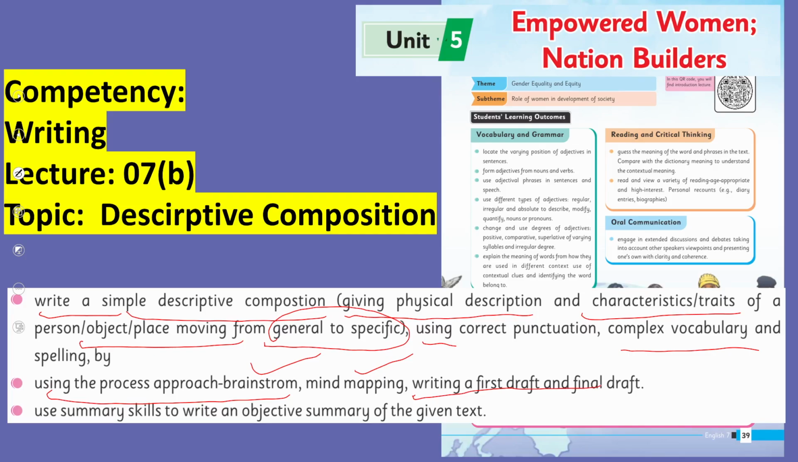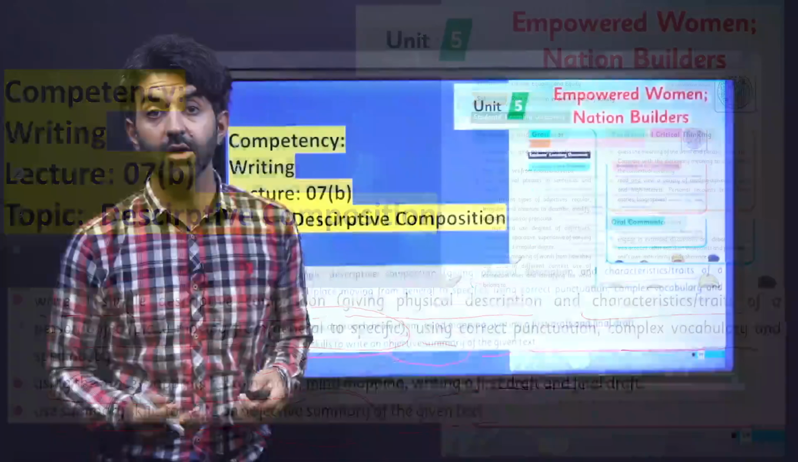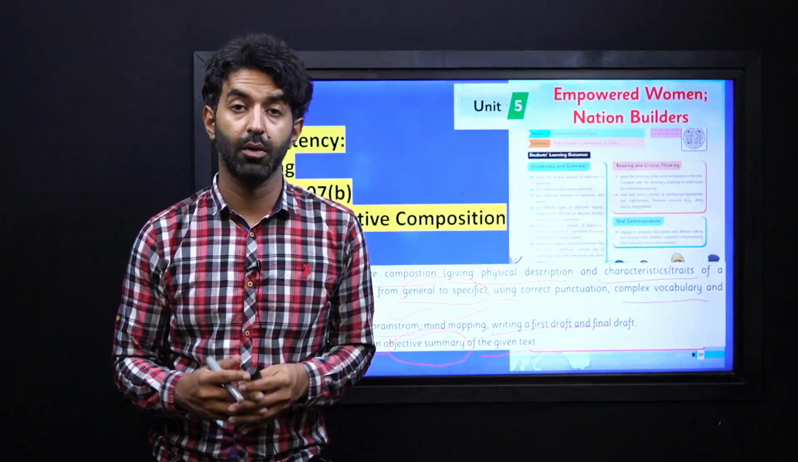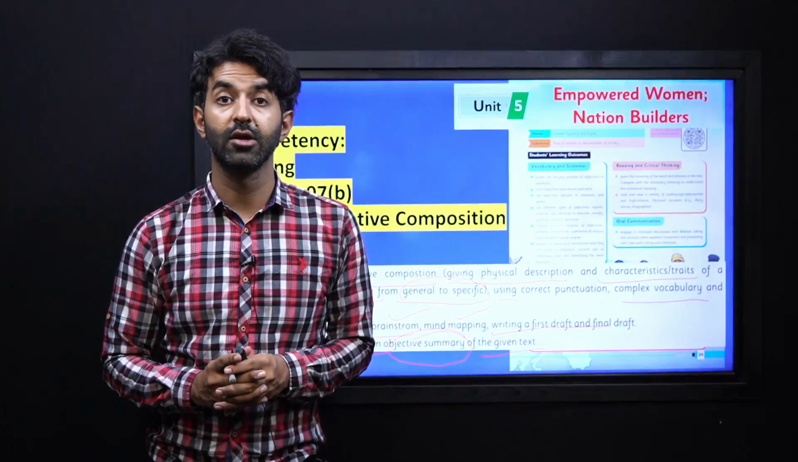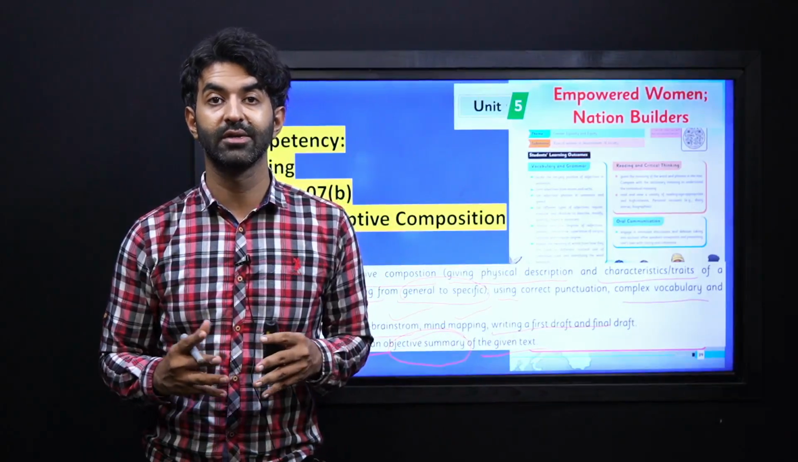We will also see another student's learning outcome attached with it, which says to use summary skills to write an objective summary of the given text. So now, my dear learners, these are two SLOs merged into one. Our main focus is on descriptive composition or descriptive writing.